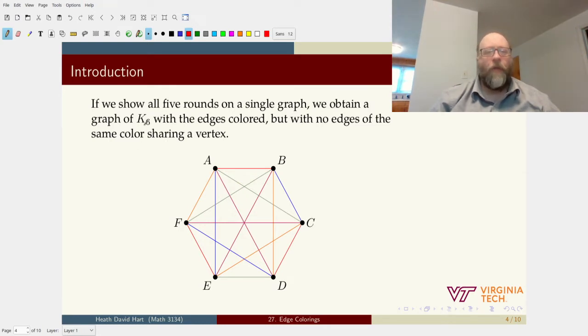What we get is a graph of K6. All of the edges in the graph are included, so this is K6. But also at every single vertex, we have different colors along here. So red, green, brown, orange, and blue. Blue, green, red, orange, and brown, and so on and so forth. So every vertex has a different color at every edge that comes into that vertex.